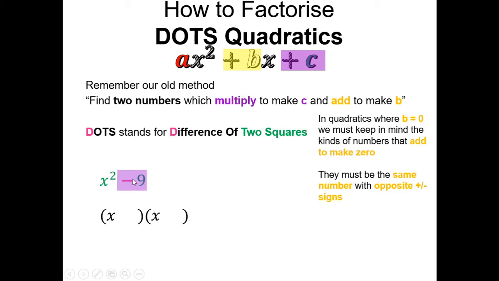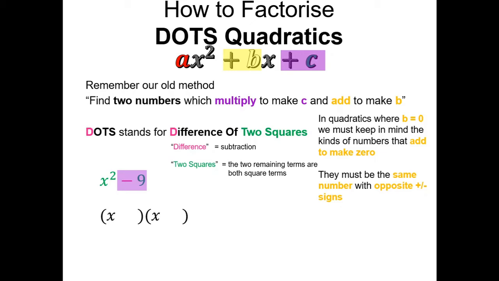The pink here, the difference, a difference is a subtraction. So to find the difference between these two terms, x squared minus 9, I subtract. So a DOTS will always have a minus there. Two squares is because the two remaining terms, the x squared and the 9, are squared terms. X squared is obviously squared, and 9 is a square number. It's a value that could be square rooted.